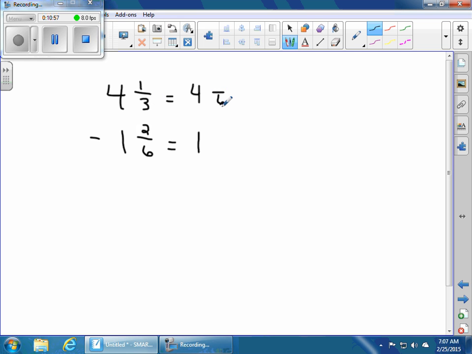So 3 times 2 would give me 6. 1 times 2 would give me 2. So now I've got 4 and 2/6 minus 1 and 2/6. And I actually don't need to borrow this way. 2/6 minus 2/6 is 0. 4 minus 1 is 3. So, the best laid plans.